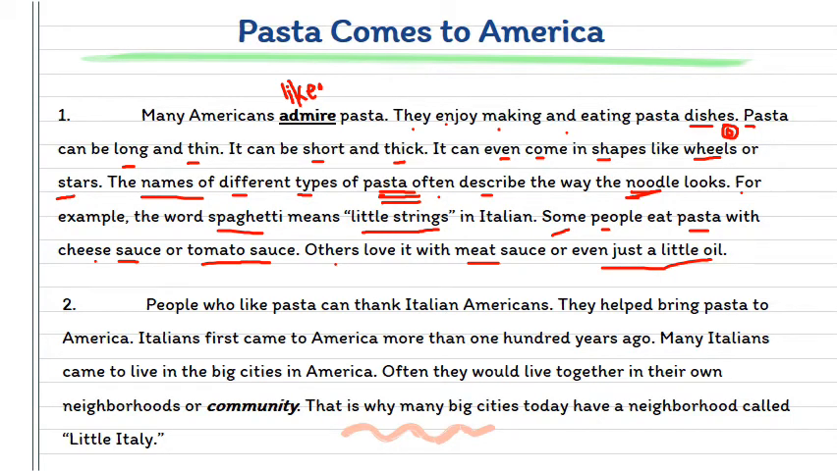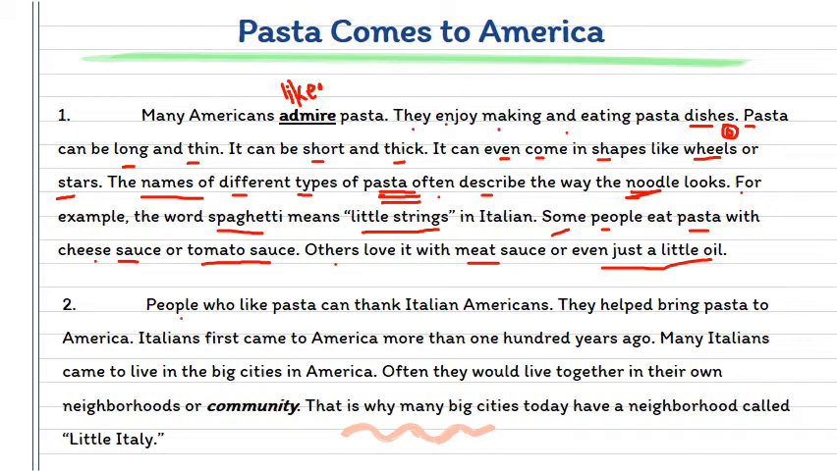So as you can see here in this paragraph, they are telling us that Americans like or admire pasta, okay? And they also told us that the names of different types of pasta come from their shapes, and they gave them the Italian meaning of that word, like spaghetti means little strings. And then they told us how people like to eat pasta.